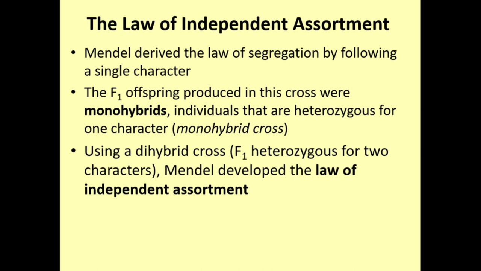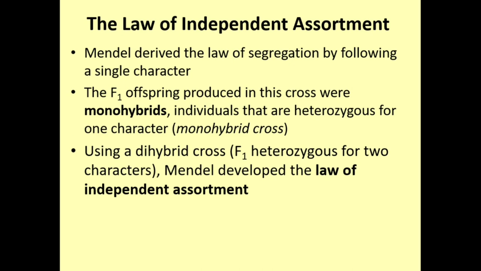So he wanted to know whether these different characters always traveled together from parent to offspring, or if they were independent of each other. So Mendel started looking at some dihybrid crosses. So these were hybridized for two different characters. And it was through these experiments that Mendel developed his second law, the law of independent assortment.